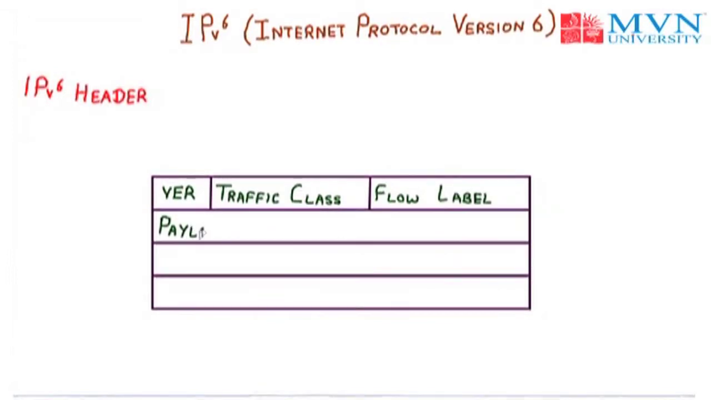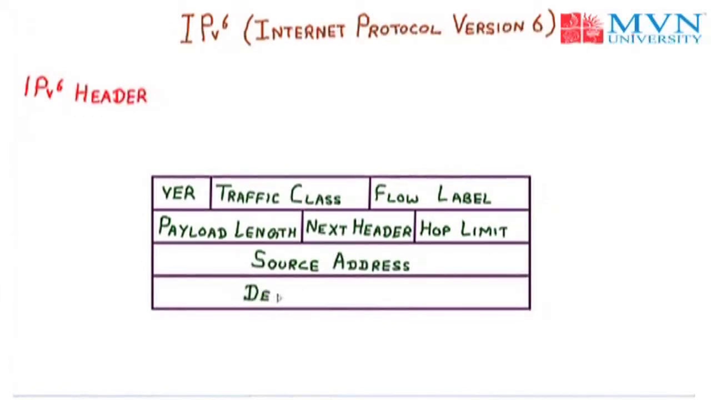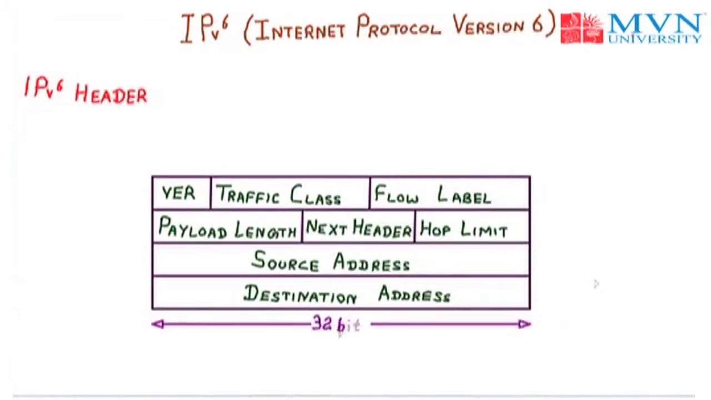In the second row, we have the first field that is payload length, then the next header, and next one is hop limit. Now in the third row, we have the source address, and in the last row, we have the destination address. If we are talking about the length, the header is of 32 bit. Now this is the complete header of IPv6.